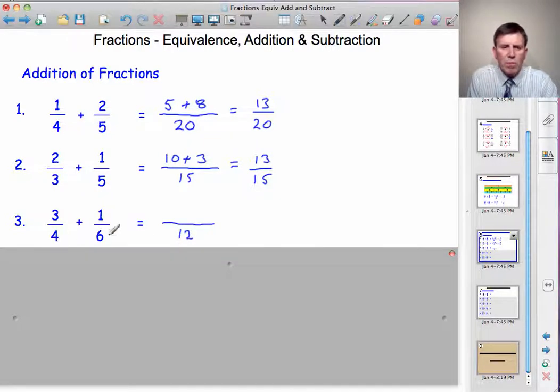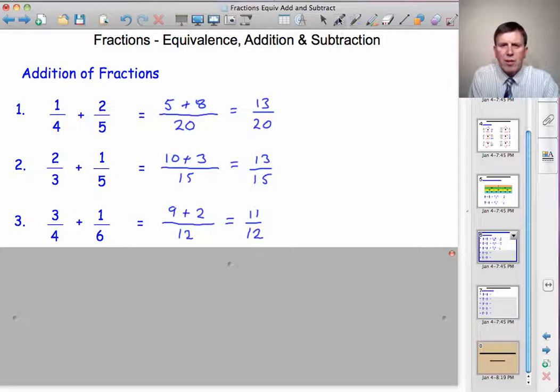But if we've noticed that both those numbers go into 12, what have I multiplied the 4 by to get 12? I've multiplied by 3. Let's do the same to the top. 3 3s are 9. Plus, what have I multiplied the 6 by to get 12? I've multiplied it by 2. Do the same to the top. 1's 2 is 2. So the answer, 9 add 2 is 11. So the answer is 11/12.